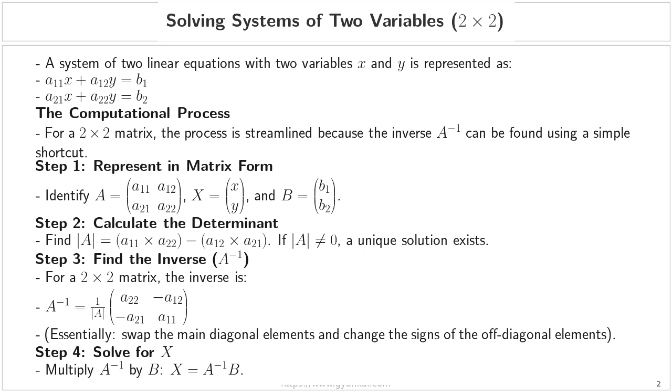Step 4. Finally, solve for X. To find our values for x and y, we simply multiply the inverse matrix, A inverse, by our constant matrix, B. This gives us X equals A inverse times B. Now that we have established the theoretical foundation in the previous slide, let's dive into the practical application, starting with the simplest case, solving a system of 2 variables. Once we master this shortcut, we can apply it to real-world problems, like the cost analysis example coming up next.